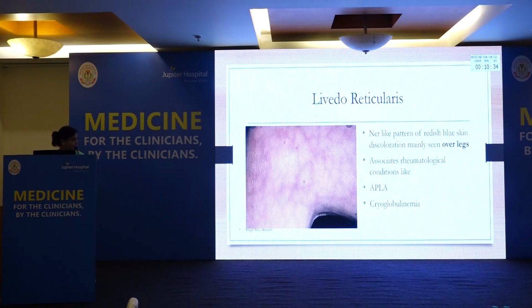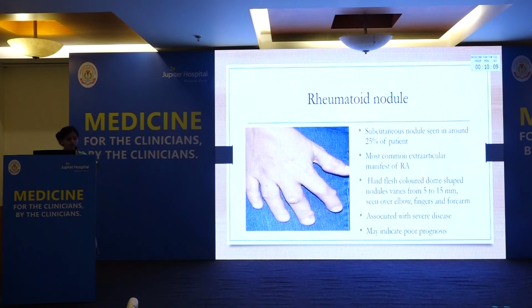Then this is another kind of rash. If we see, it is actually very faint, but this is a net-like pattern of reddish-blue skin discoloration which is mainly seen over the legs. It correlates with the capillary pattern and seems to be associated with sluggish flow or deoxygenated hemoglobin. It is associated with rheumatological conditions like APLA, antiphospholipid antibody syndrome, or cryoglobulinemia.